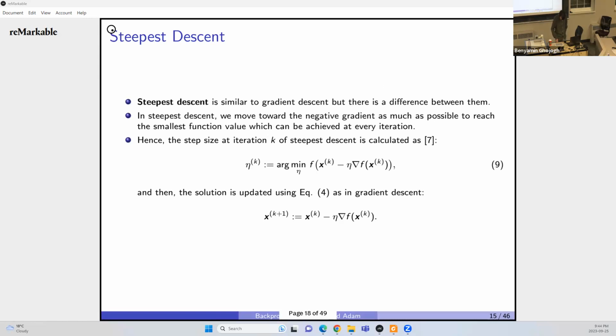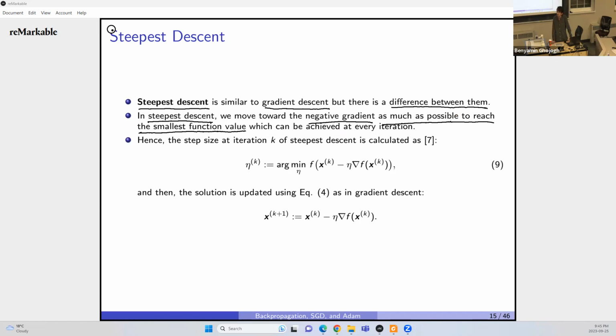Now steepest descent. Sometimes people in the literature use steepest descent and gradient descent interchangeably, but it's wrong. They are a bit different. Steepest descent is similar to gradient descent, but there is a difference between them. In steepest descent, we move toward the negative gradient, like gradient descent. In gradient descent, we are moving toward minus eta gradient, right? Negative gradient. In steepest descent, we do the same, but as much as possible to reach the smallest function value which can be achieved at every iteration.